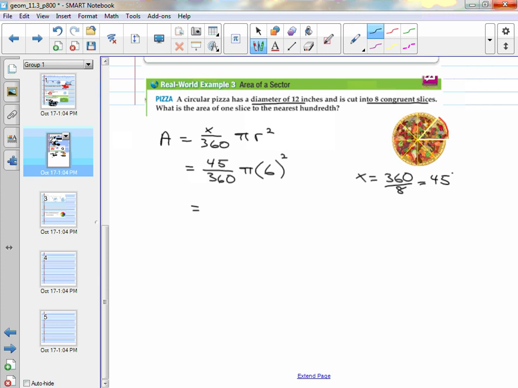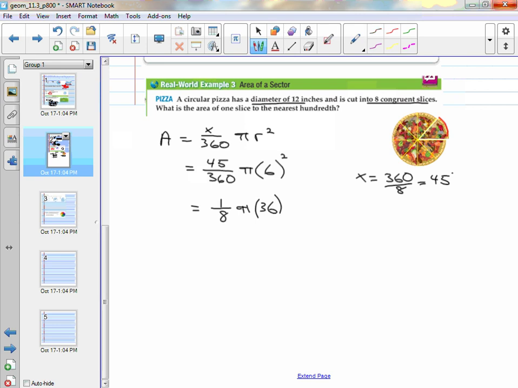What is it? 1 out of 8. 1/8, which is actually how we could have started. We know we have exactly 1/8 of the circle because we divided it into 8 congruent parts. That would reduce to 1/8 pi times, what's 6 squared? 36. I'm going to do some more reducing.